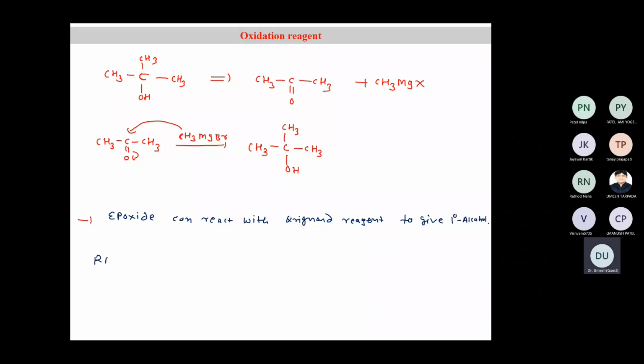For example, say RMgX. This is a Grignard reagent. When it reacts with this epoxide, R minus makes attack here. This bond opens up, and on hydrolysis this gives primary alcohol.